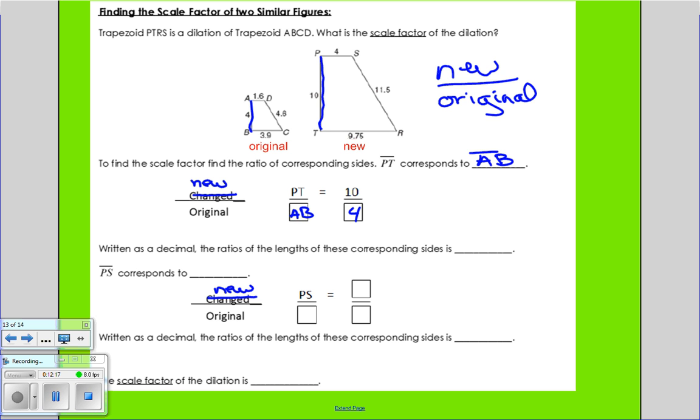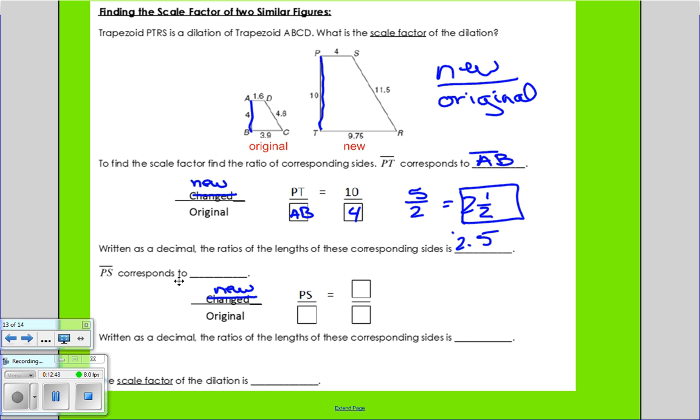PT corresponds to AB. And then we just reduce this. That would be 5 over 2, which would be 2.5 written as a decimal. You could leave it either way, actually. Now, if we look at the ratios in decimal form, obviously it's 2.5.